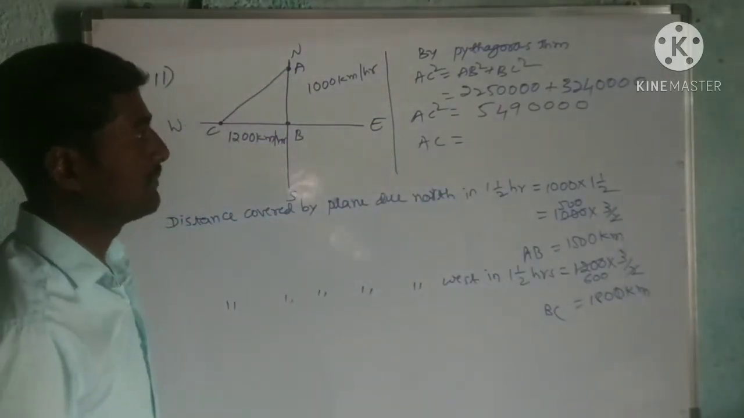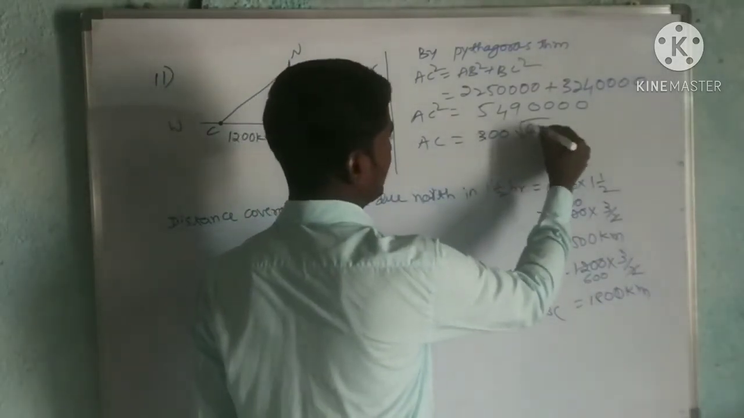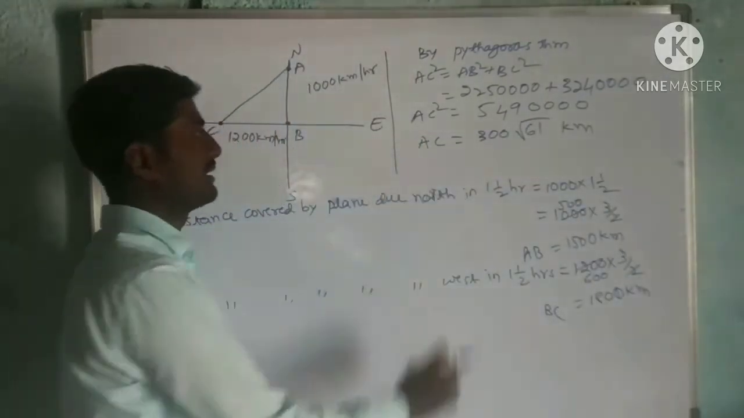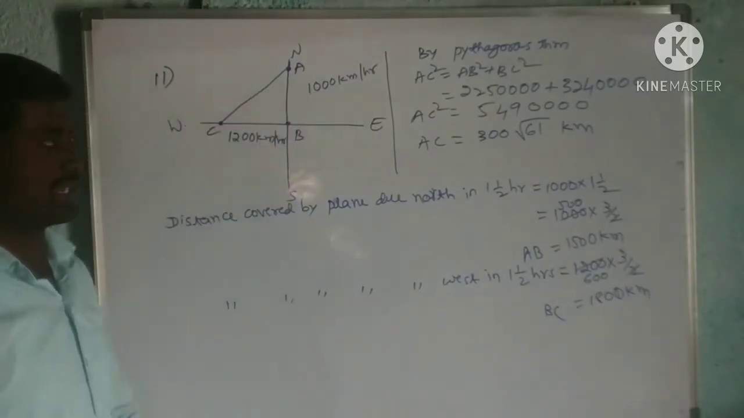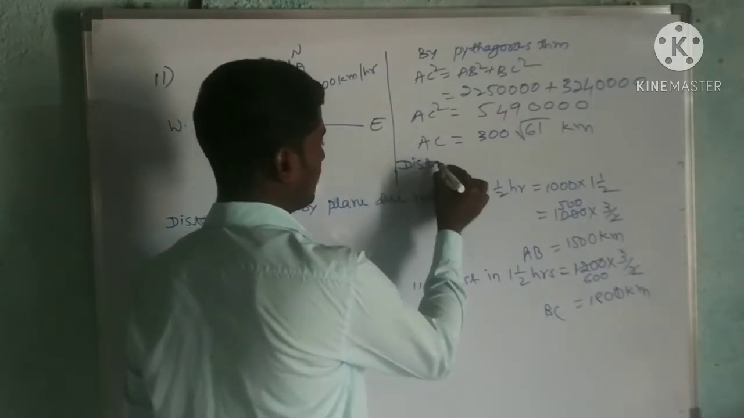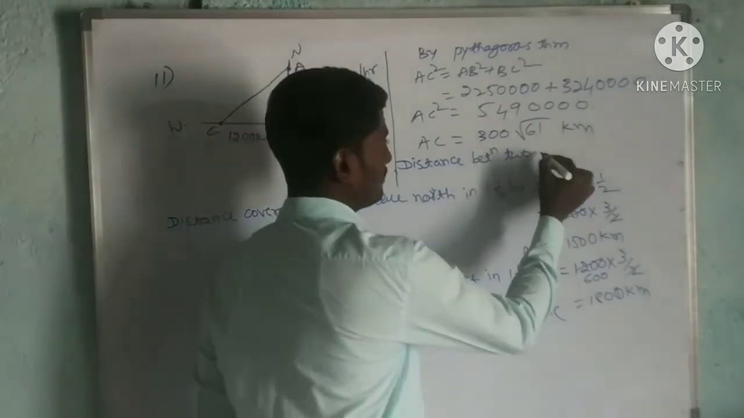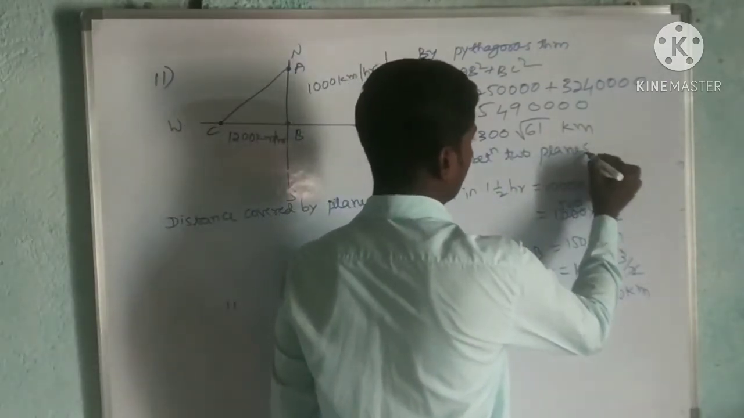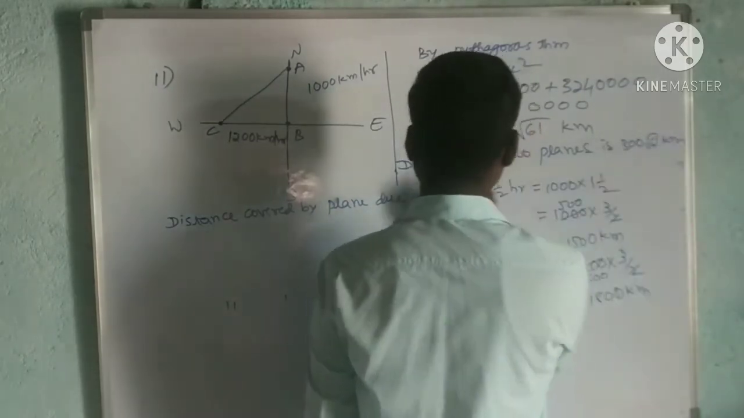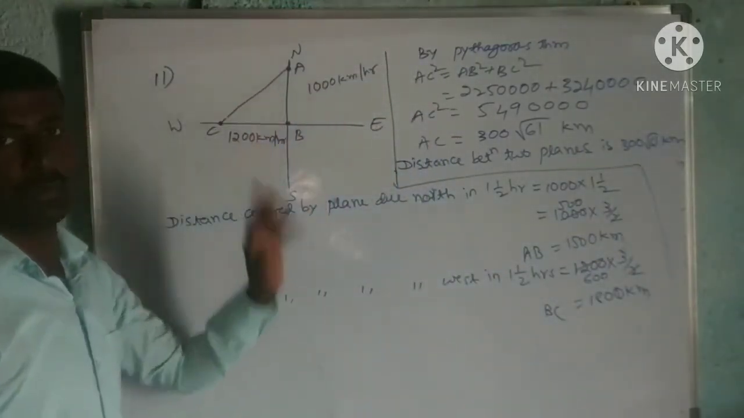So directly I will write, what I get is 300 root 61. You can get it. This is in kilometer. So this is the distance between the two planes. So conclusion, what can I write? Distance between two planes is 300 root 61 kilometer. So that is the distance between the two planes.